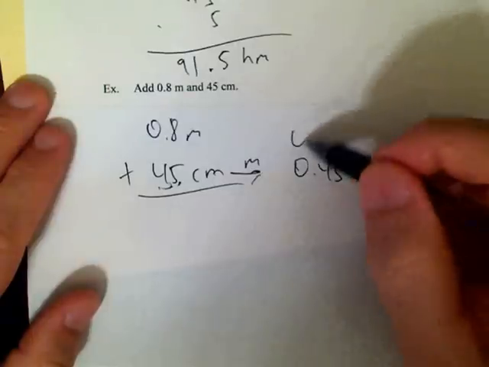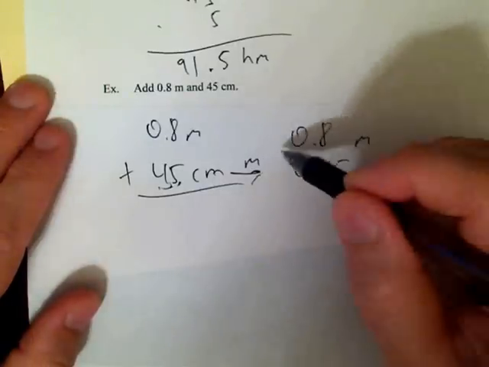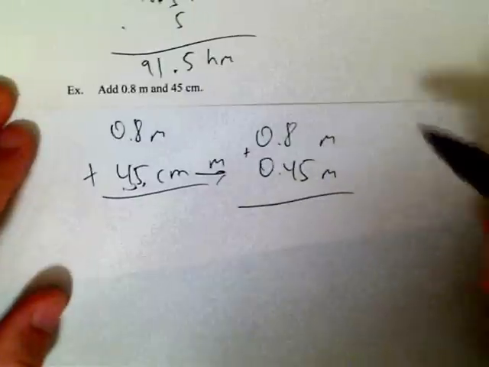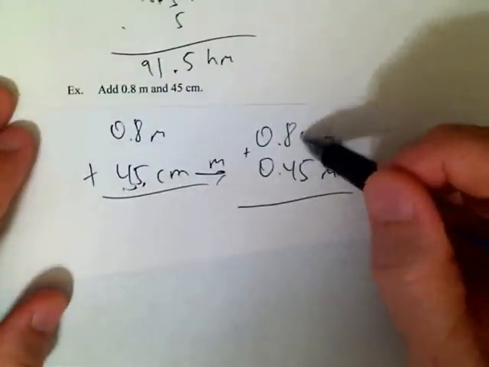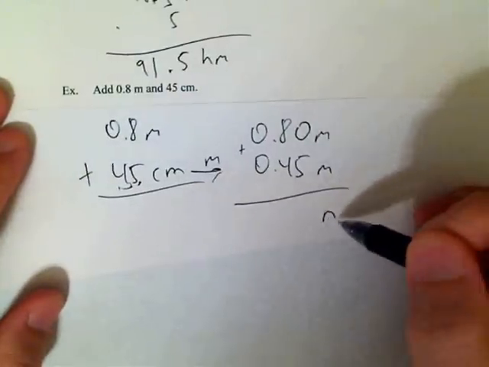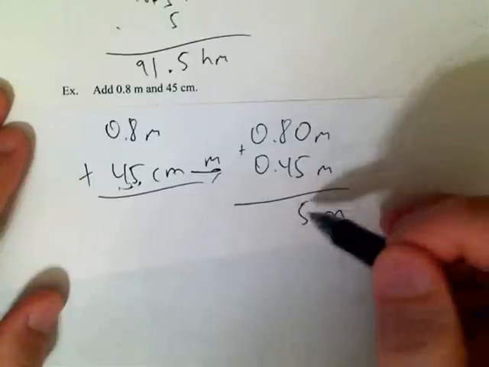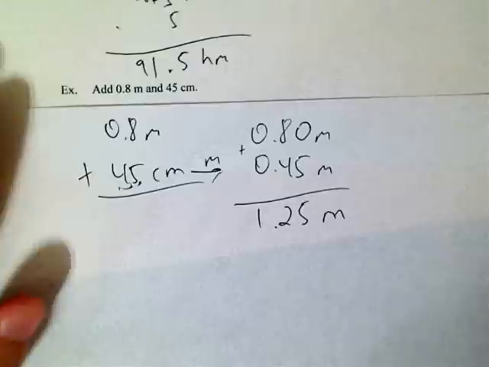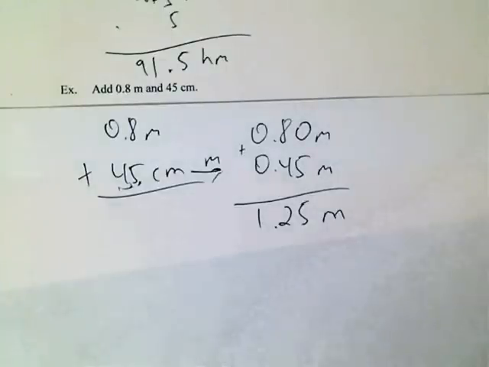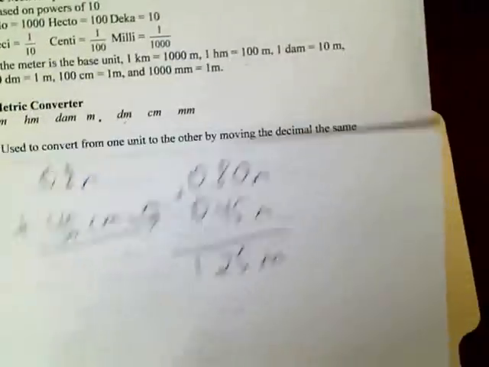And we're going to add the 0.8 meters since they're in the same units. If you're doing this by hand, put a 0 there. Bring down your meters. We're just going to add like we normally would. 1.25 meters. Understand that? So, metric converter. Good thing to know.